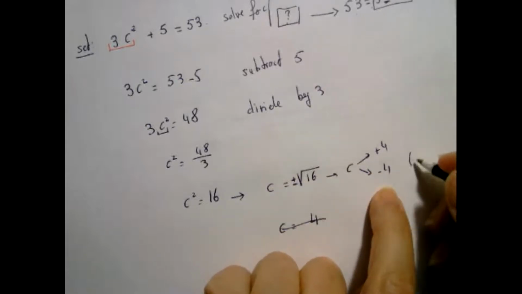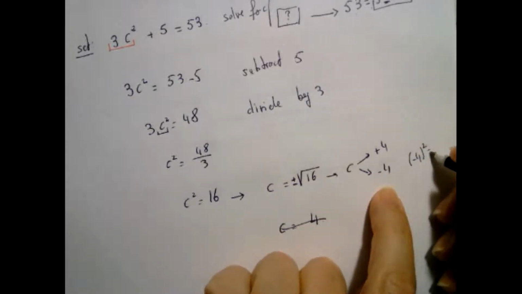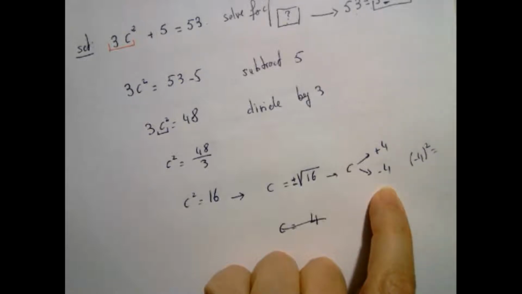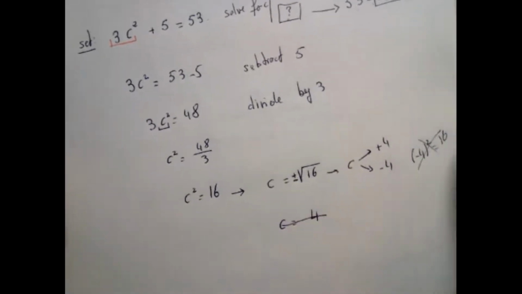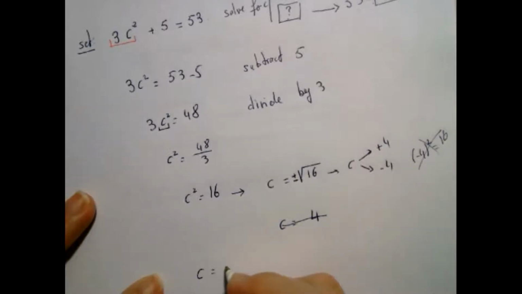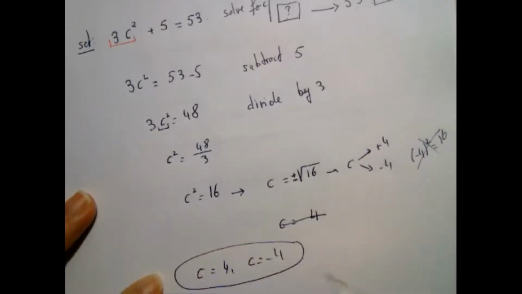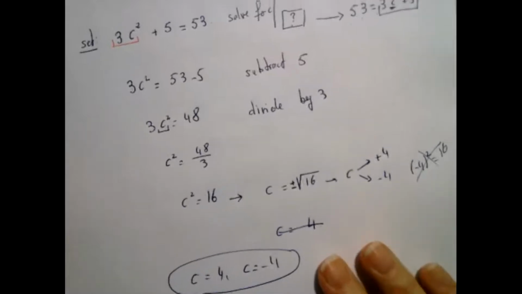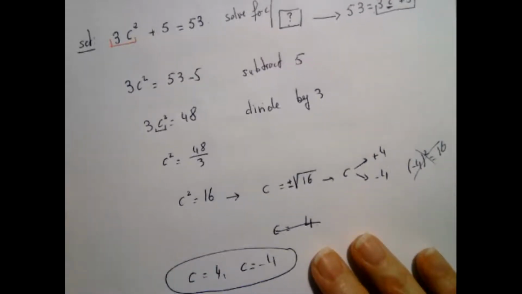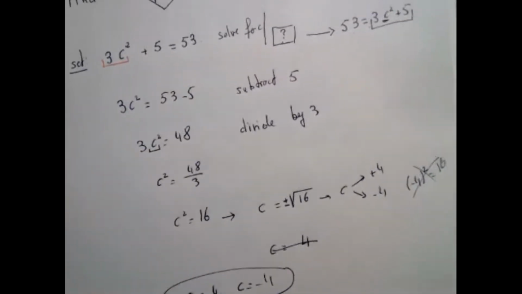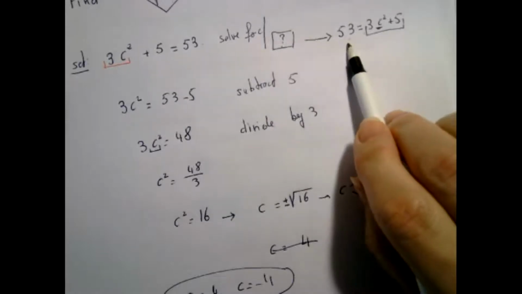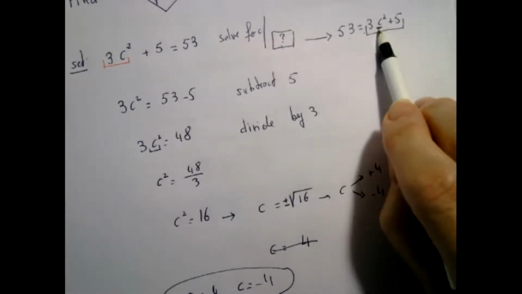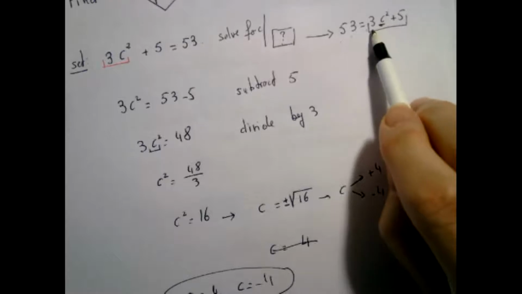Also, if I take minus 4 and square it, it's 4 times minus 4, which also gives me 16. Okay, so C is 4, C equals minus 4. So I have 2 values of C that spit out an output of 53. Now we can check our work. Does 4 spit out 53? I plug in 4 for C and just check my work.